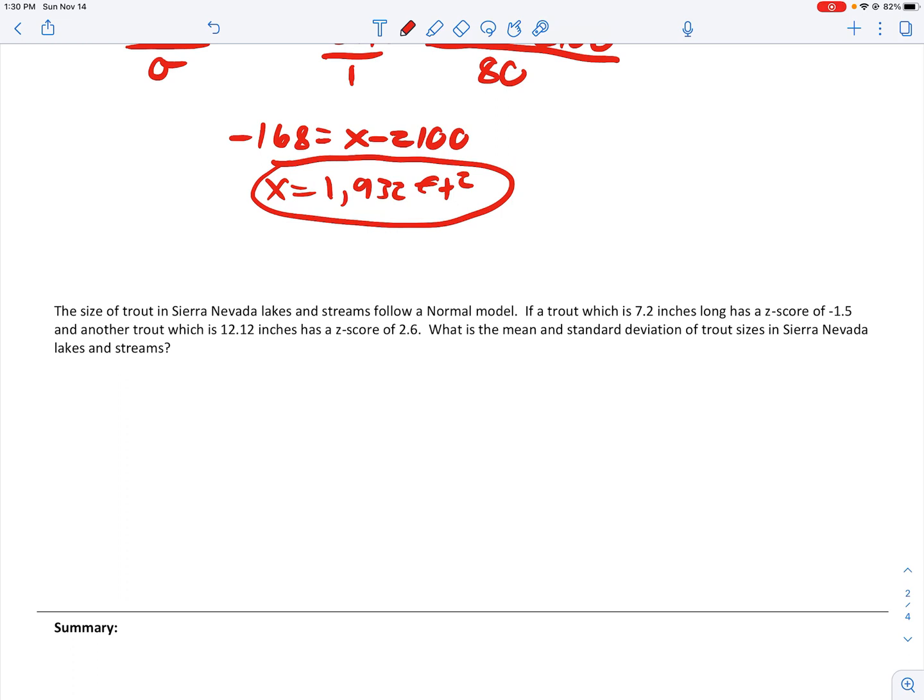This last problem is kind of a challenge problem. If you want to attempt it, please give it a shot. I will let you know that if you do it right, you should get 9 for the average, and the standard deviation is 1.2 if you do it correctly. Again, it's a challenge question, so if you want to give it a shot, great. If not, you can skip it.